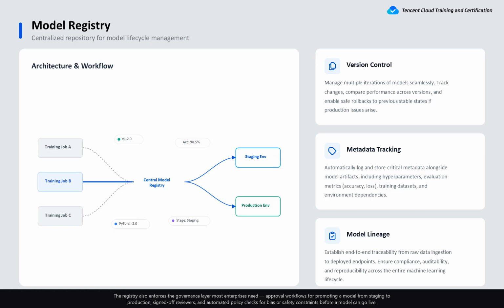The registry also enforces the governance layer most enterprises need. Approval workflows for promoting a model from staging to production, signed-off reviewers, and automated policy checks for bias or safety constraints before a model can go live. Downstream systems, online inference, batch jobs, edge deployments, all pull from the registry rather than from arbitrary file paths, which eliminates the classic problem of not knowing which model is actually serving traffic.